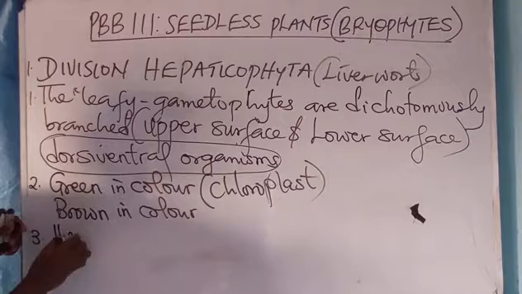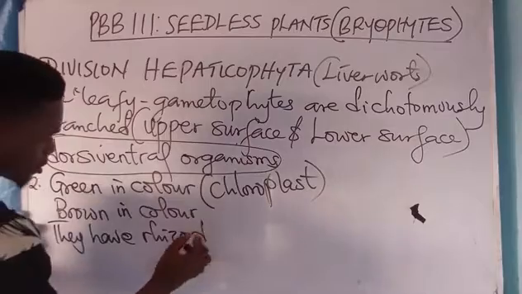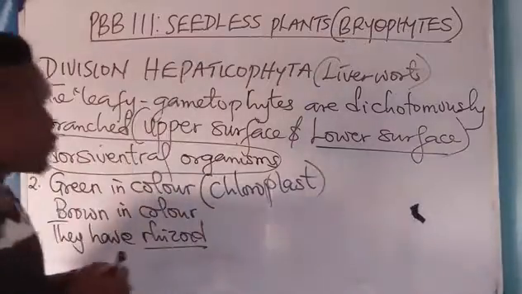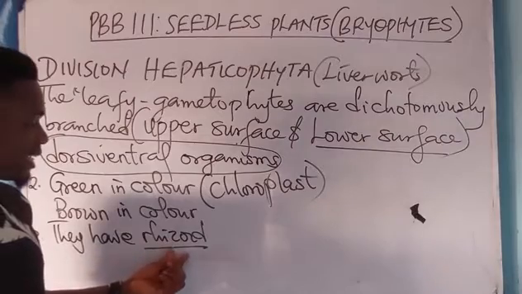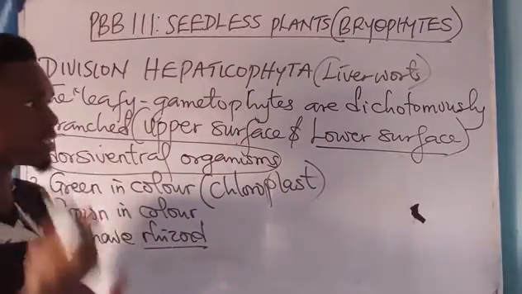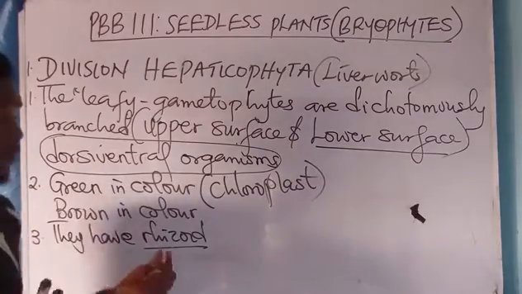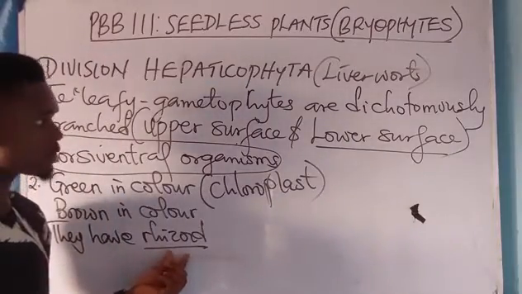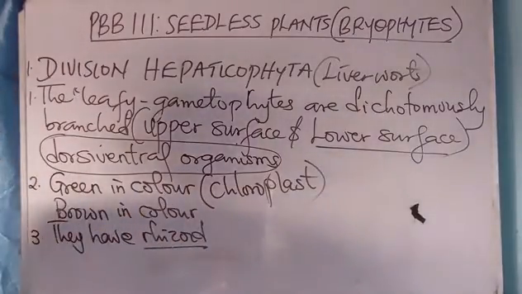Now number three, I said something before. They have rhizoid. Alright, please. The rhizoid is found at the lower surface of the plants. They are found at the lower part of the plants. It anchors the plants to the soil for what? Nutrient absorption. I told us that the rhizoids are water absorbing tissues. Okay, now the lower part of it is where the rhizoid is found. It anchors the plants to what? The soil for what? Absorption of what? Nutrients. So please take note of that.